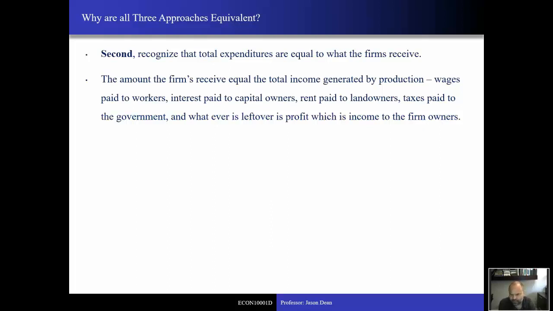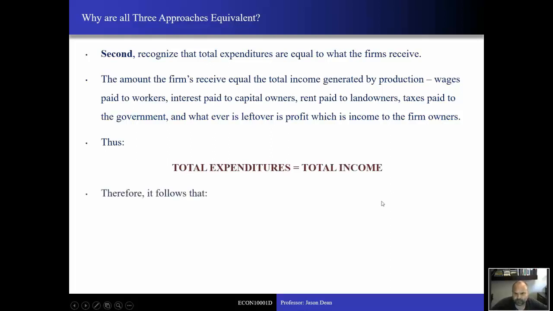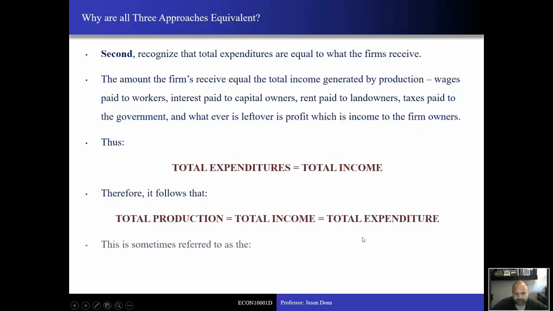We'll talk about government in a moment. At this point, we don't have government in our model, but we can think of all of the income that we talked about before. That's all equal to income. So the bottom line is the total expenditures also equals total income. Therefore we have all three equal: total production equals total income and equals total expenditure. This is sometimes called a fundamental identity of national income accounting.